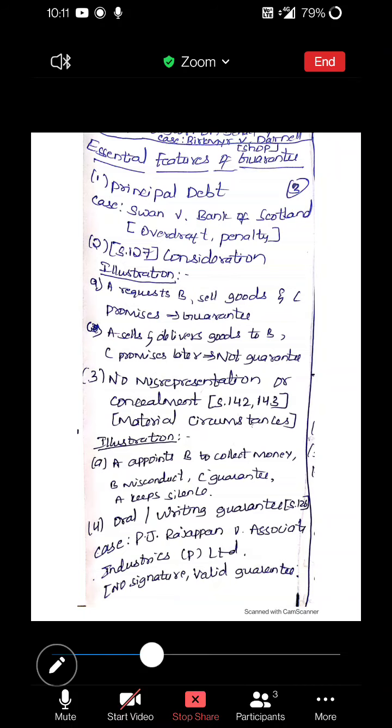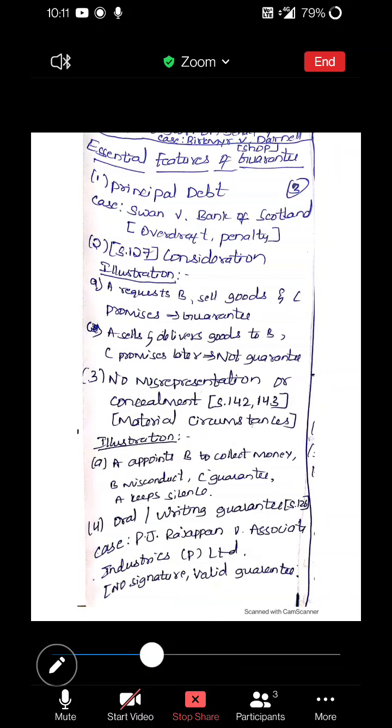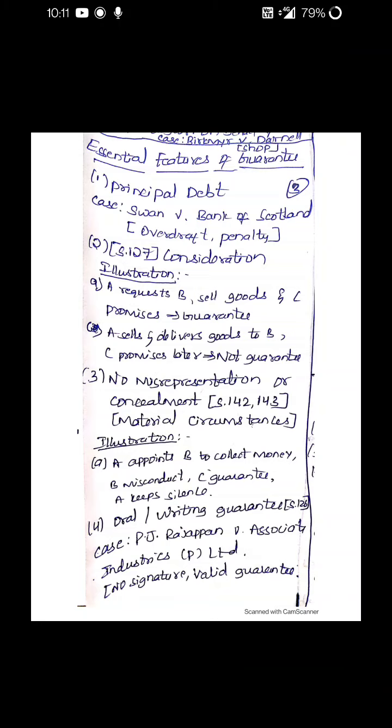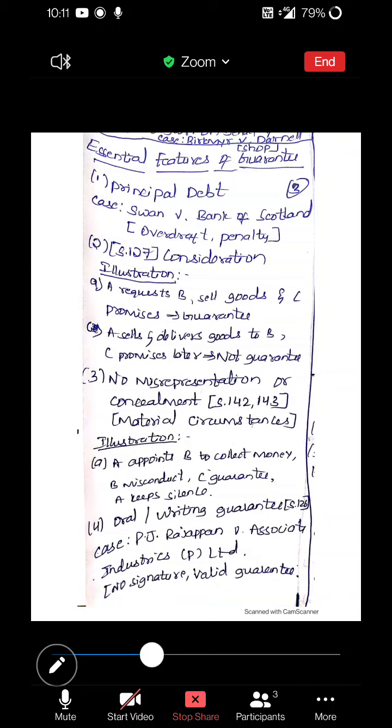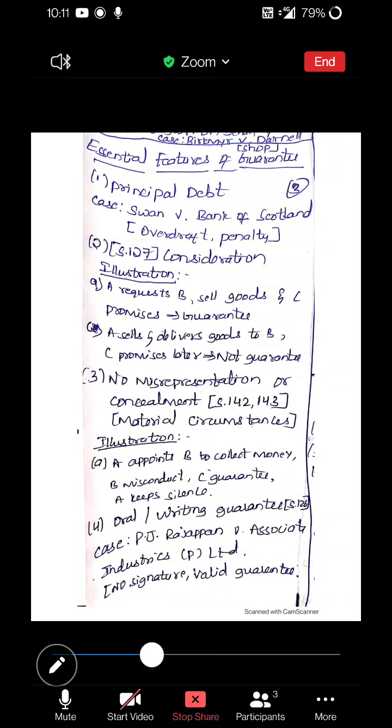So in the first illustration, we saw that A is still requesting B to sell goods. The goods have not yet been sold, and during that period, C guarantees to pay. Then there is sufficient consideration, and it's considered a contract of guarantee. In the second illustration, A has already sold goods to B, and here C is guaranteeing that I will pay if B does not pay. Then it will not be considered a guarantee because the consideration is already done. It should be done prior to the consideration.